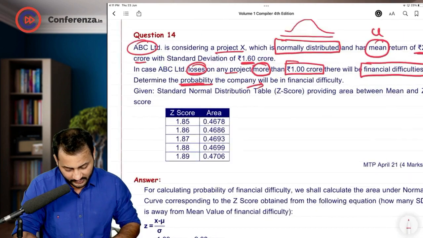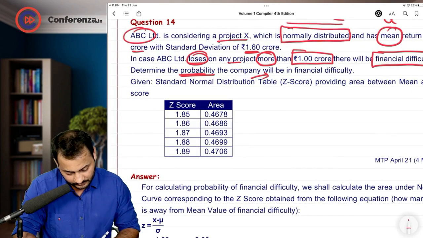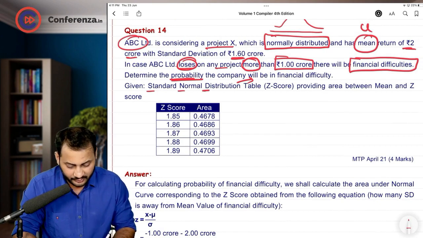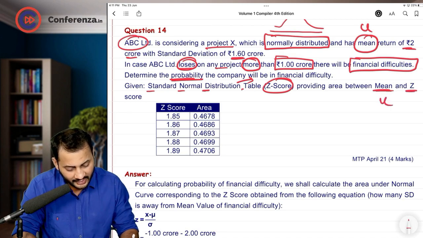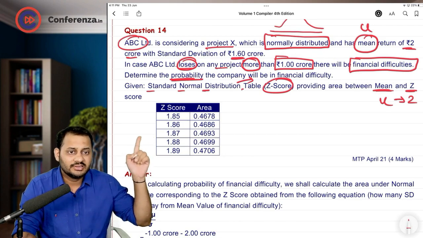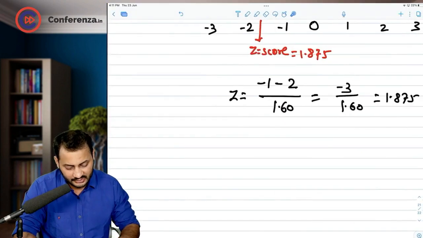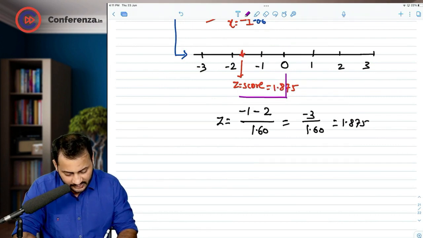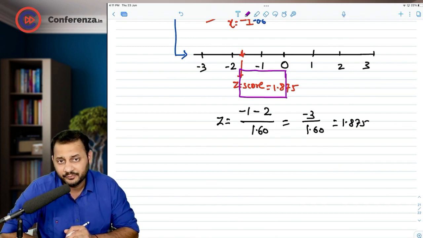Now if you look in the standard normal distribution table, it gives the area between the mean and z, mu and z. Please understand, this is very important. The areas given in this table are just between mu and z. That means the areas given to you are only this much, between mean and z, and that will be sufficient.